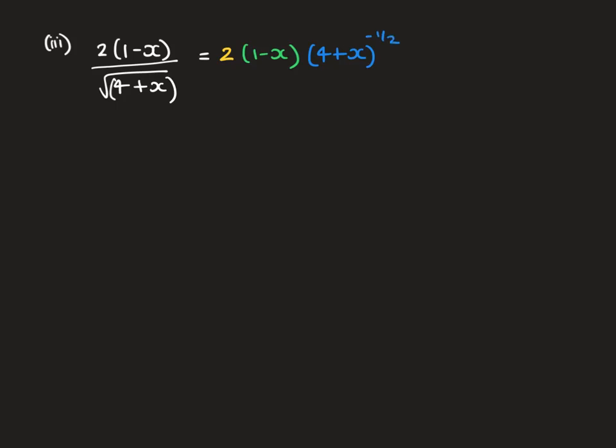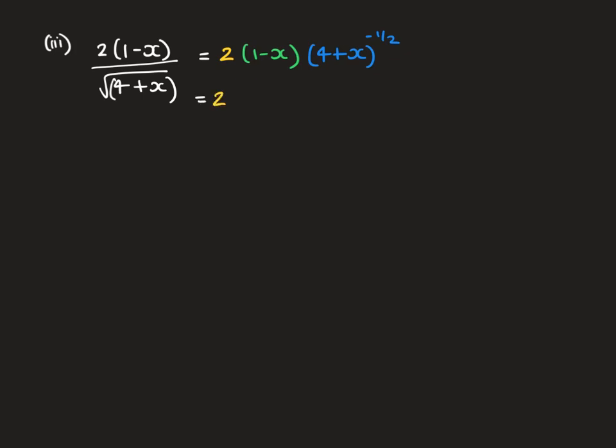So part 3, we're then asked to think about this fraction here, 2 bracket 1 minus x over the square root of 4 plus x. So let's rewrite all the parts of this. I'm going to do this in different colours. So we've got 2, we've got 1 minus x, and the denominator, root of 4 plus x, I'm going to write that as 4 plus x to the power of negative a half and bring it up to the numerator.